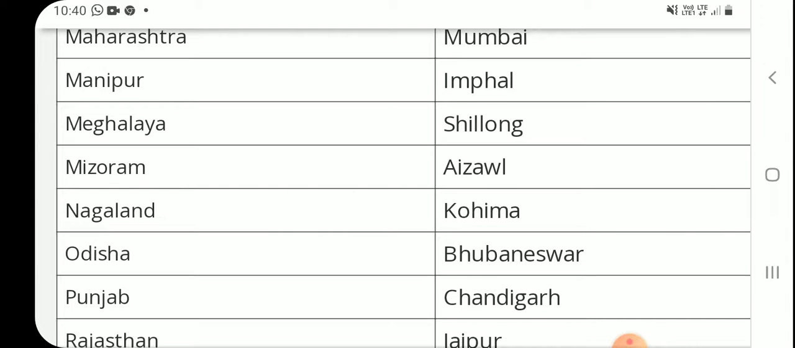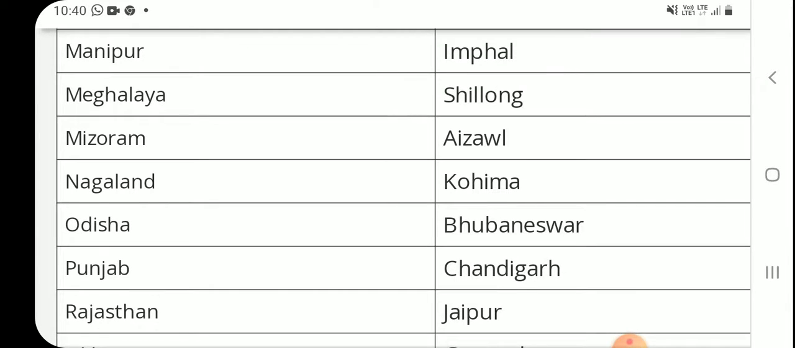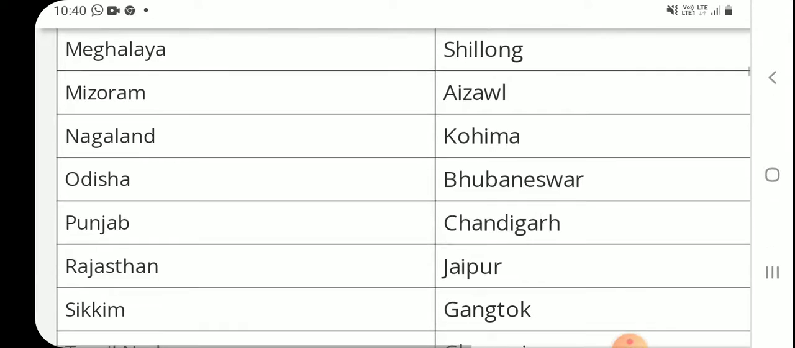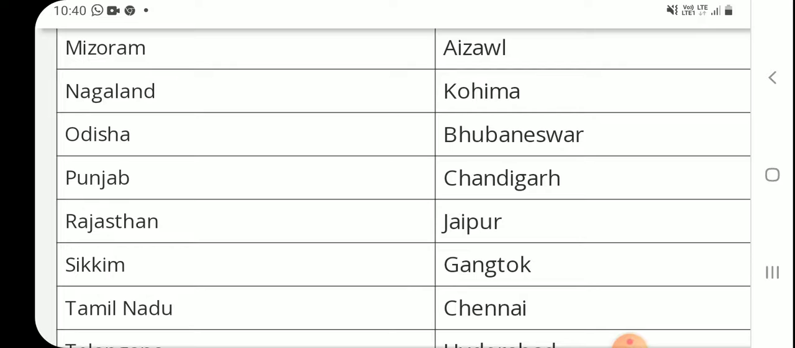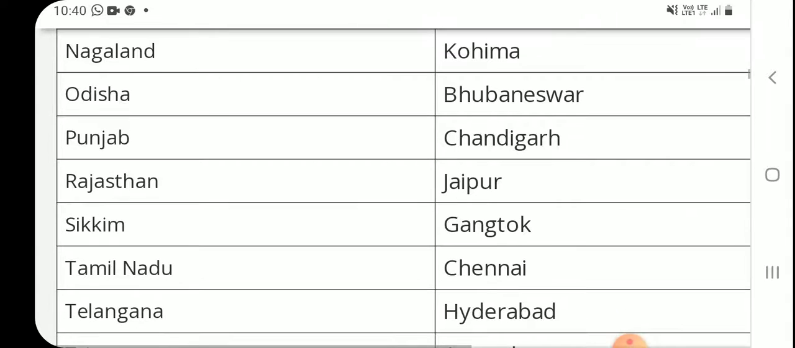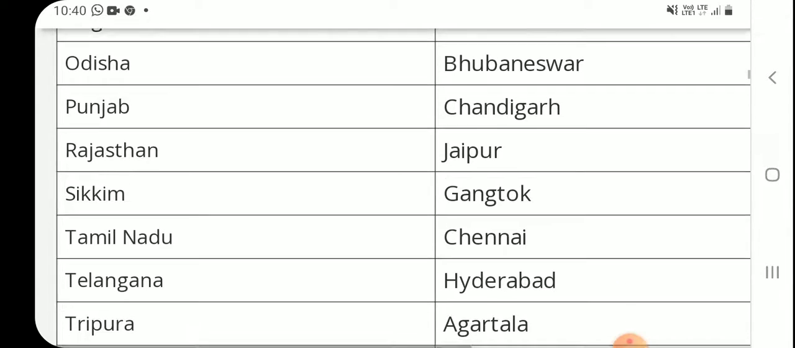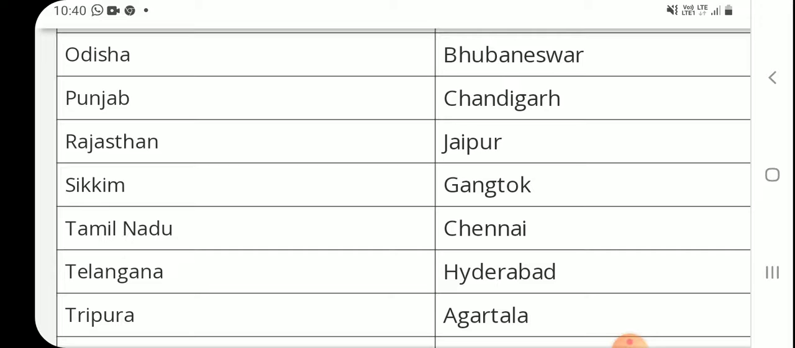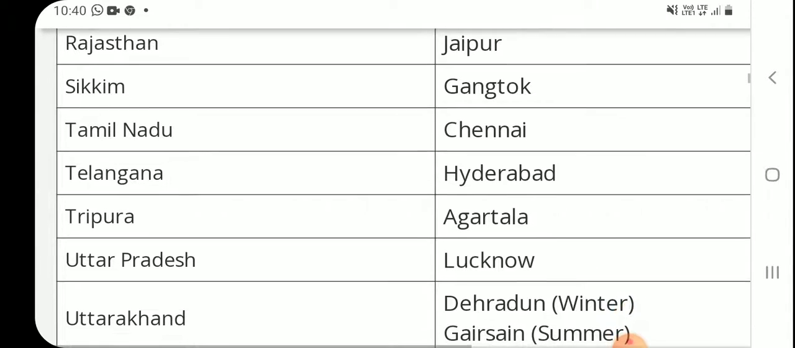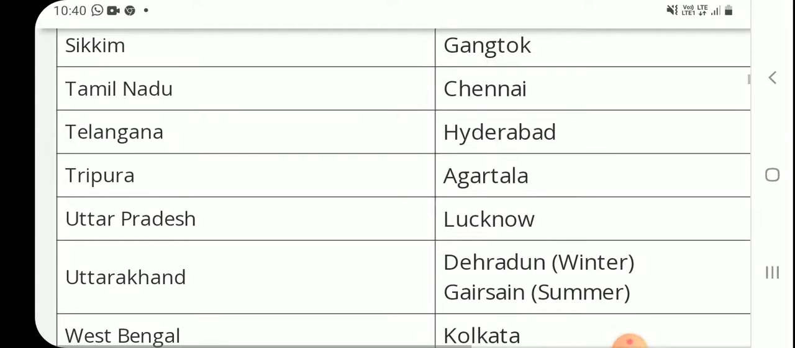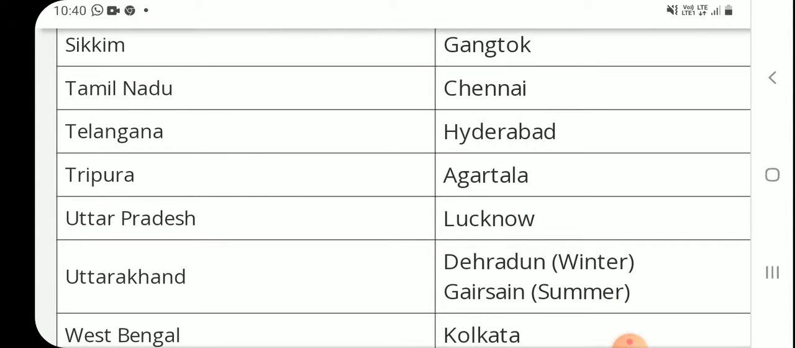Maharashtra, Mumbai. Manipur, Imphal. Meghalaya, Shillong. Mizoram, Aizawl. Nagaland, Kohima. Odisha, Bhubaneswar. Punjab, Chandigarh. Rajasthan, Jaipur. Sikkim, Gangtok.